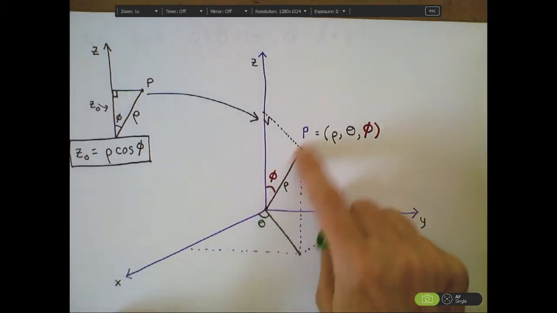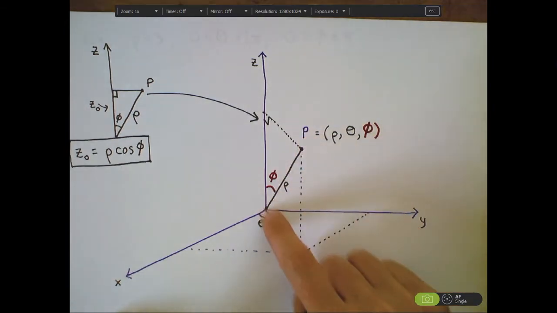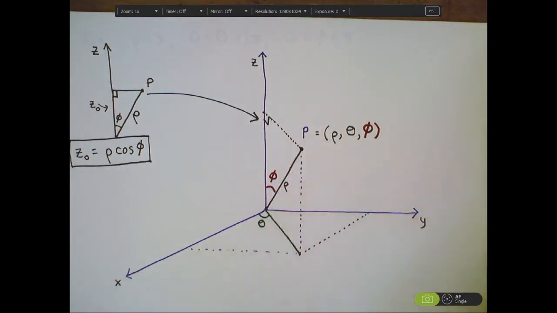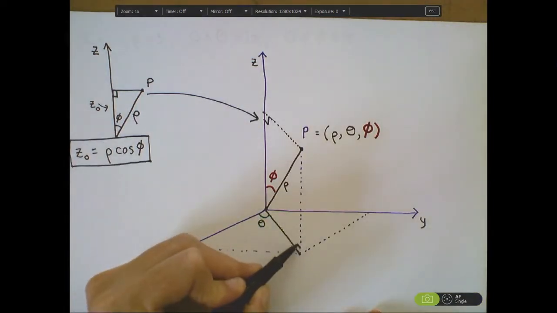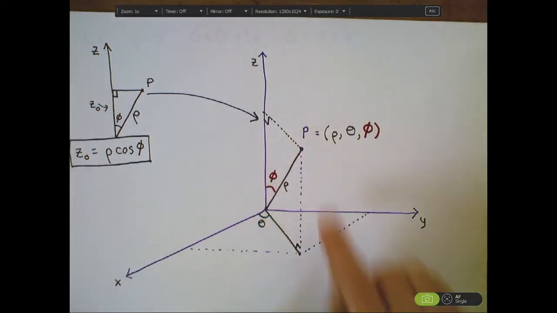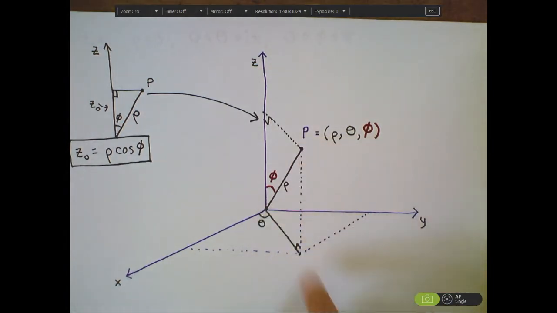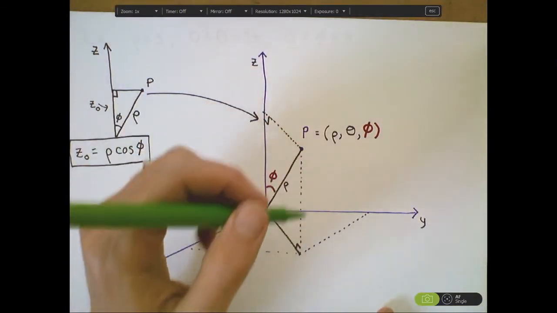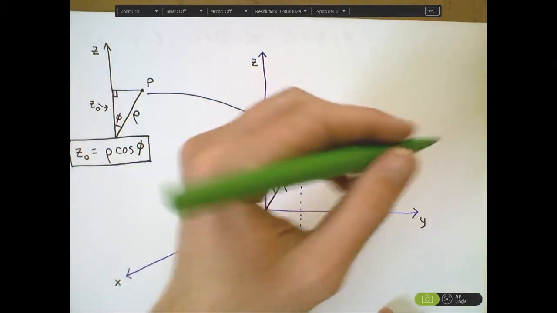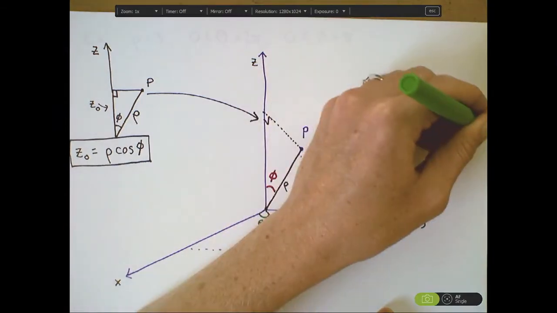This length here is rho, and this length is the projection of rho down into the xy plane, which also forms a right triangle. It's this right triangle here, because this is a straight line going straight up, and this is a line that lives down in the xy plane. And I'm going to draw this triangle over here. That's the easiest way. This is the way I'm going to visualize this triangle.